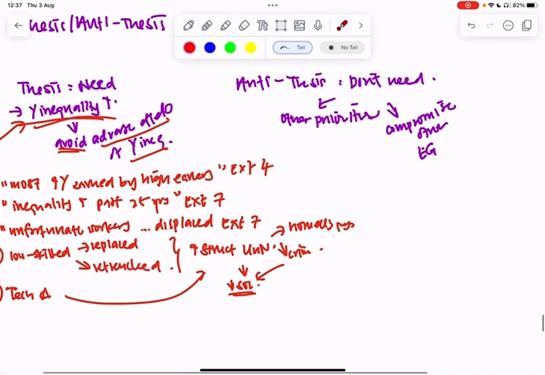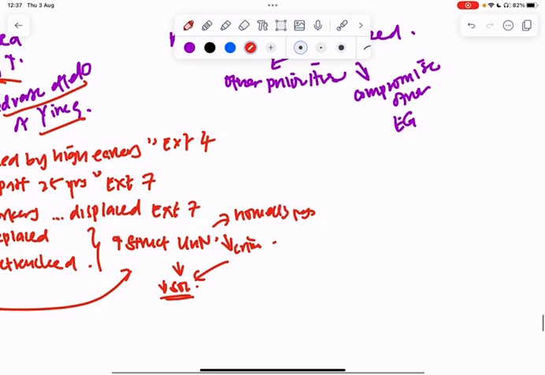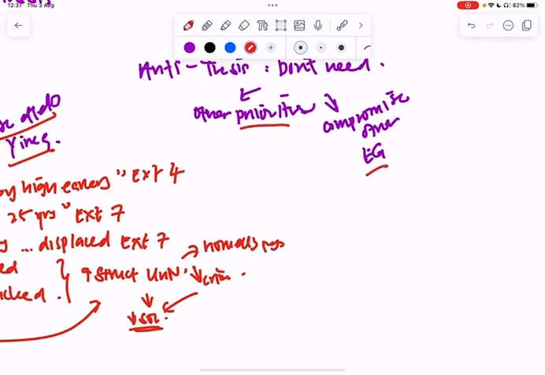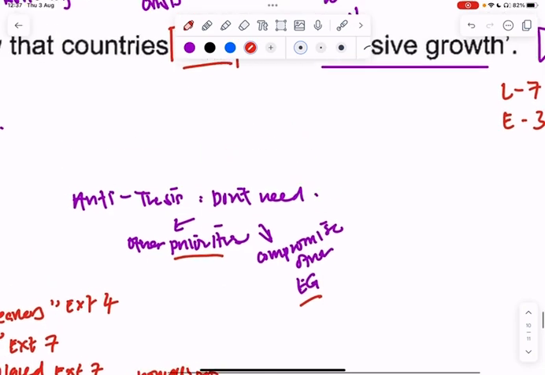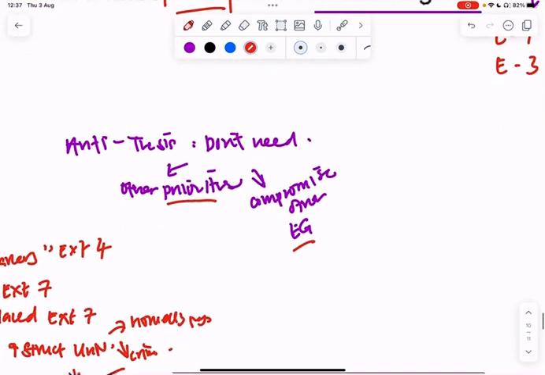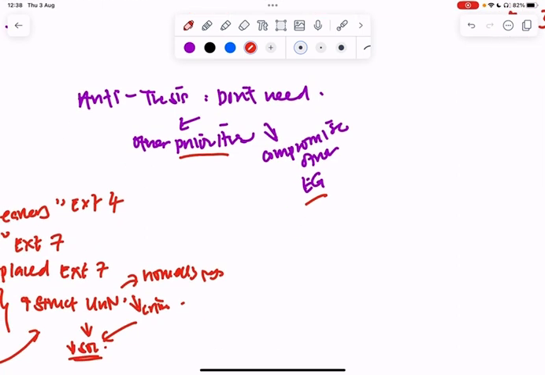Another, for the antithesis, you realize that maybe I have other priorities or it will compromise other economic goals. So just now we said, if I'm a country that is suffering a whole load of problems, I have a lack of economic growth, a lot of unemployment, my prices are not stable, my balance of trade is horrible, you realize that I have bigger issues to focus on, right?